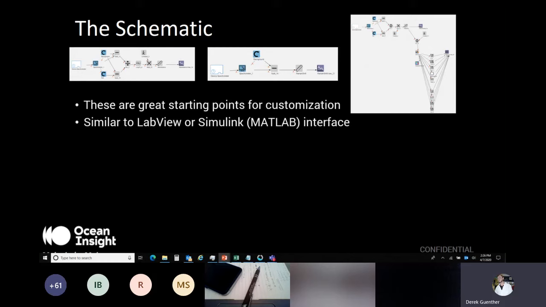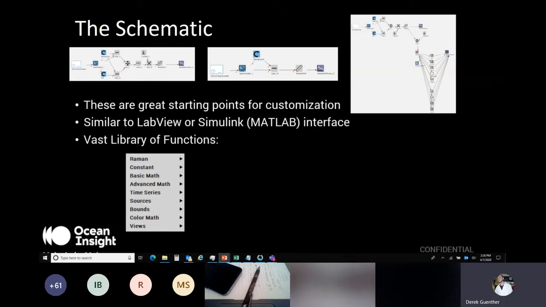I used to build tons of Simulink flows for auto controls and stuff, and it was a really powerful interface as well. This is very similar to that, and you get a huge library of functions. So you've got all of these here.